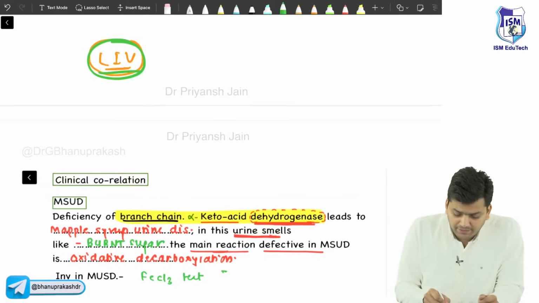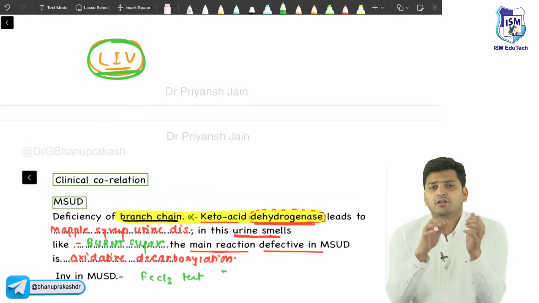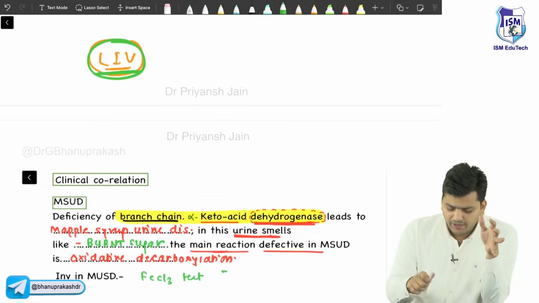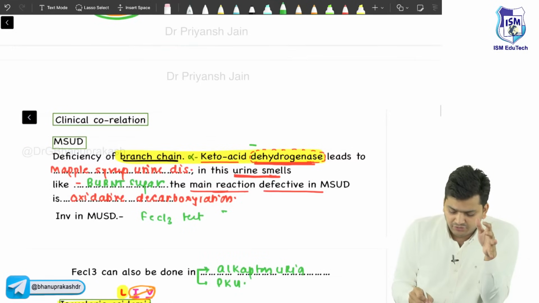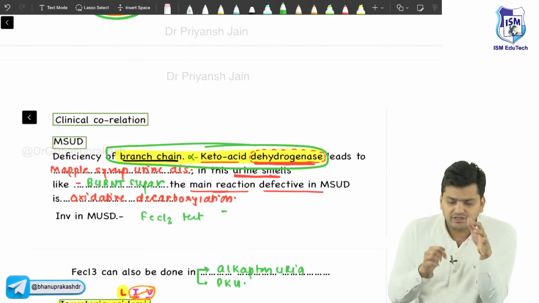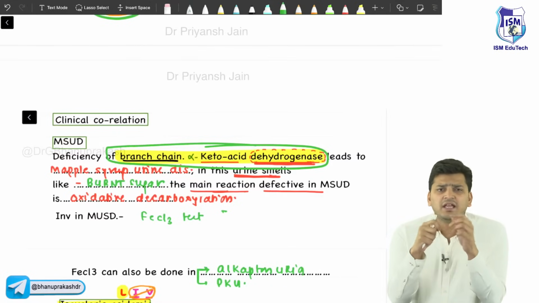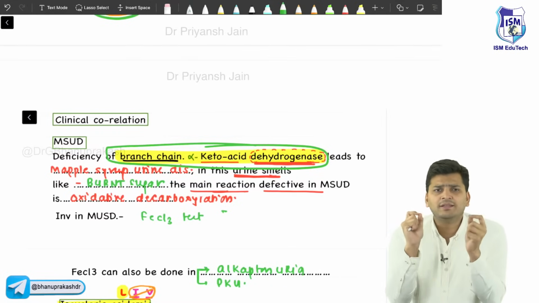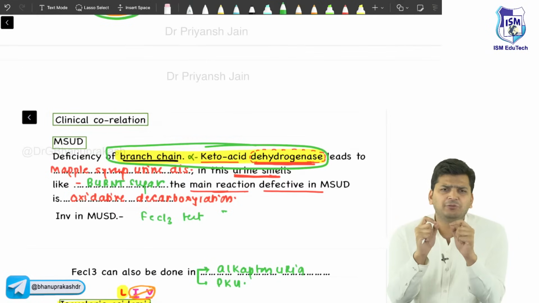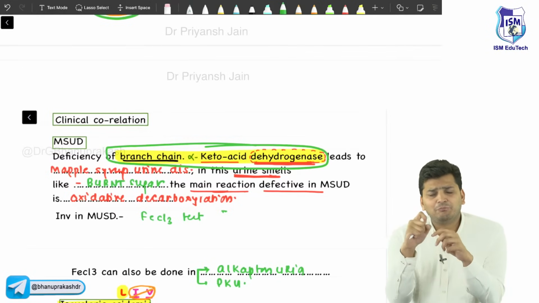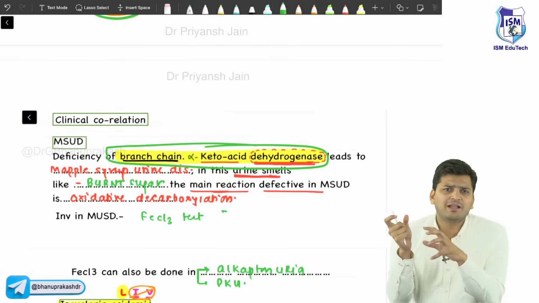So, what is happening here is that the branched-chain amino acids are metabolized by branched-chain alpha-keto acid dehydrogenase. Branched-chain alpha-keto acid dehydrogenase. If this enzyme is not there, the branched-chain amino acids will not be metabolized, and in the urine, in the sweat and the stool, a very peculiar smell like maple syrup, pancake syrup, burnt sugar smell will be there.